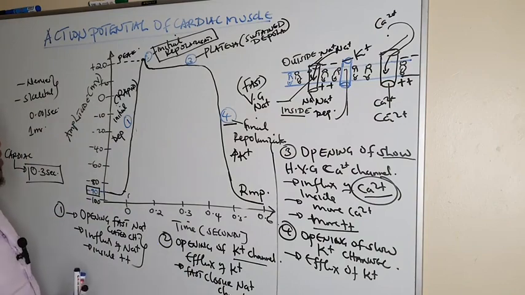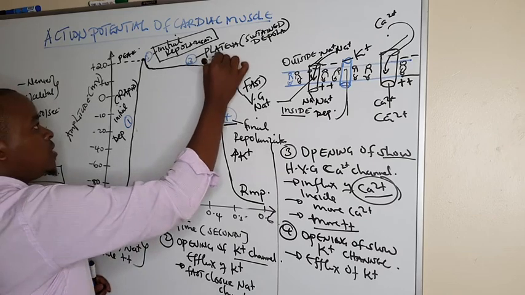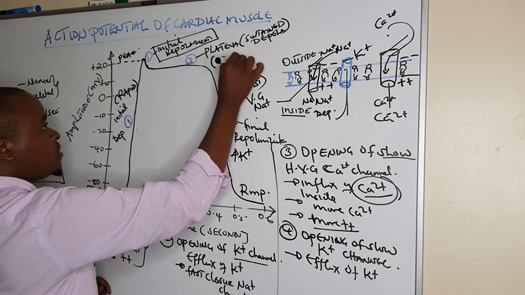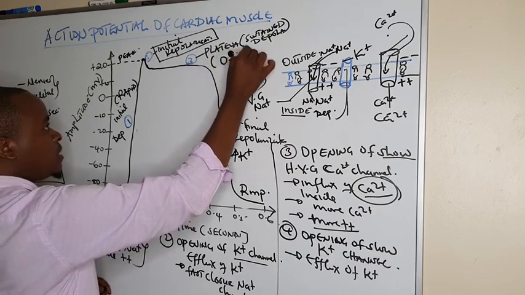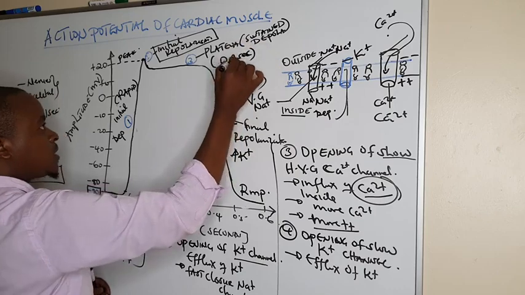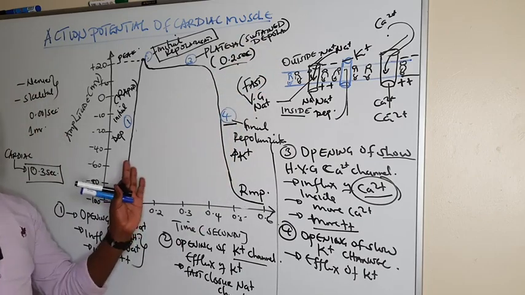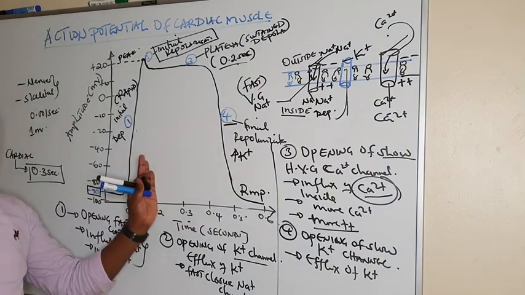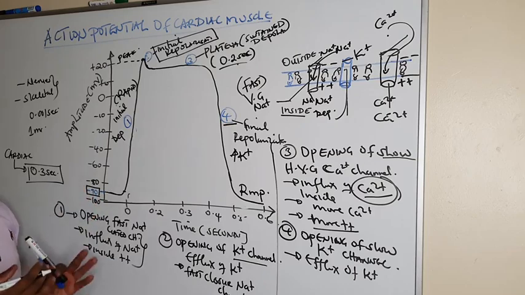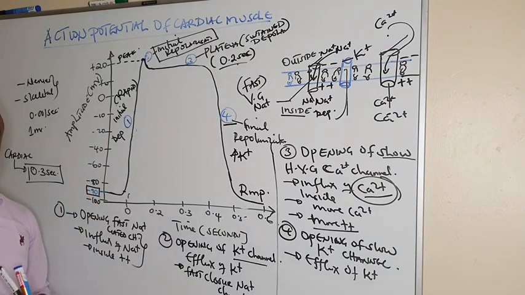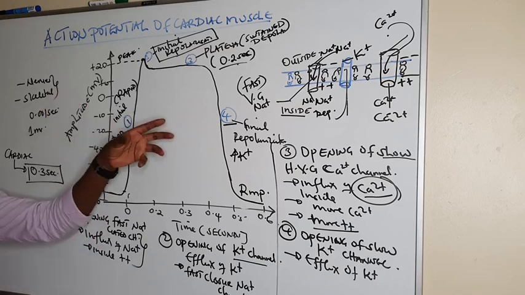So this is what we can discuss, and what I can remind you about the plateau is that it takes about 0.2 seconds. So it is the one that takes longer. The plateau takes longer. That's why the action potentials in cardiac muscle fiber take longer compared to neurons and skeletal muscles.